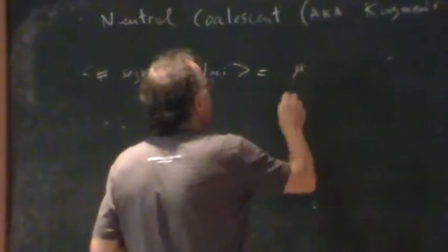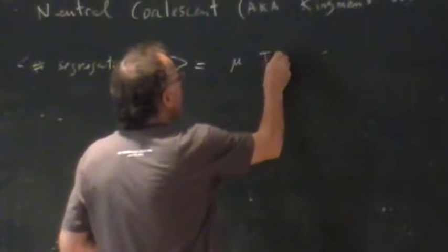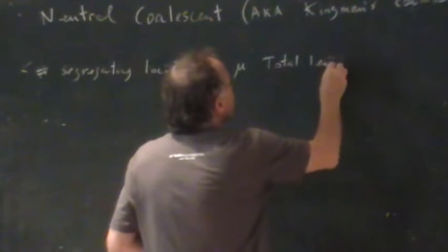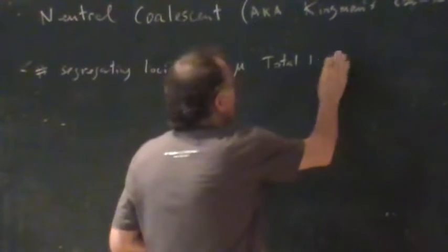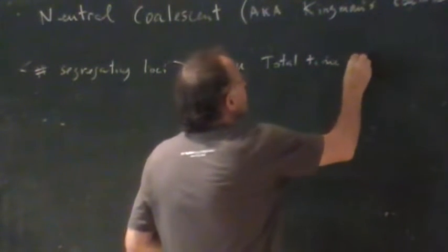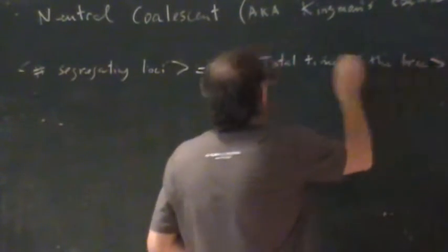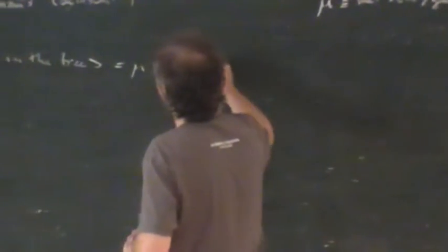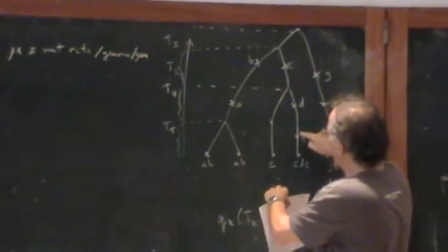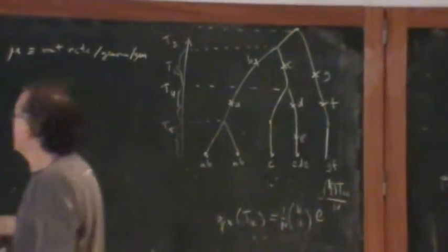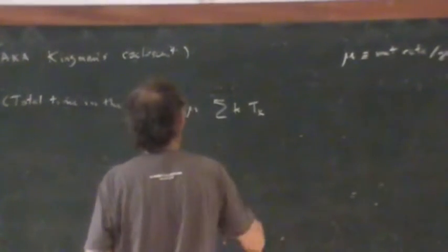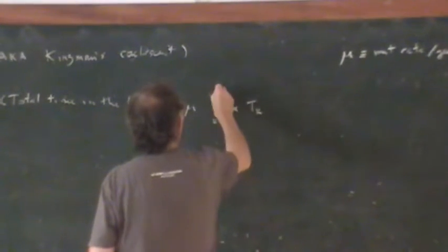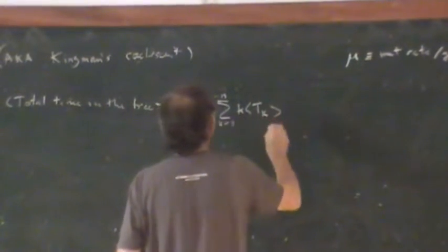So we have a mutation rate times, now we need to calculate the average total length, or I should say not length, but time, total time in the tree. So the total time in the tree is the time to coalesce times the number of ancestors alive at that time, T_k, k from 2 to n, and you're supposed to average this.